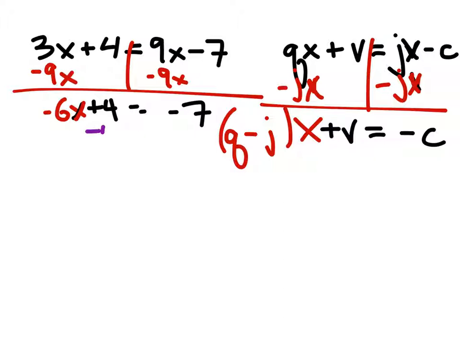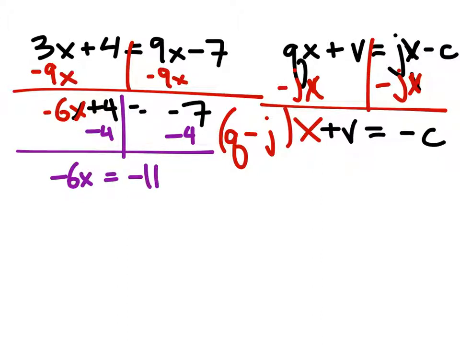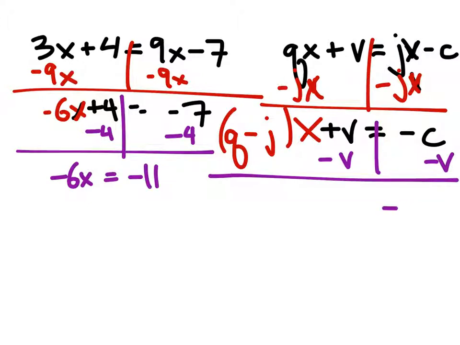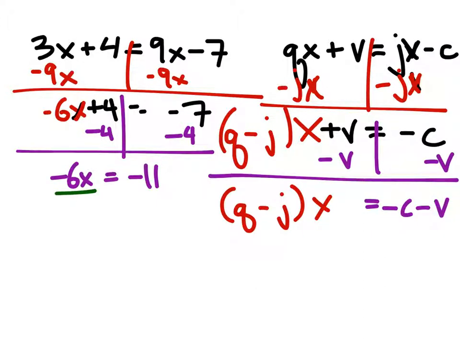You would probably subtract 4 from both sides, and you'd get negative 6x equals negative 11. But we can do it with the other equation as well. I can subtract v from both sides. Now negative c and minus v are not like terms, so I have to keep those separate: negative c minus v equals q minus j times x. Now, to solve for x, I would divide both sides by negative 6, and I would get x equals 11/6.